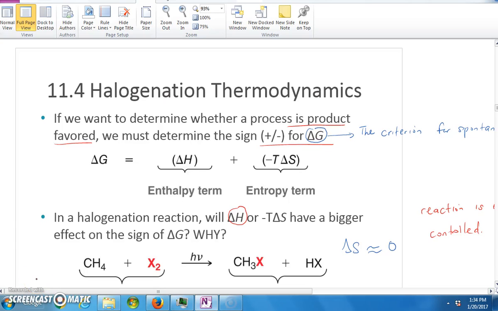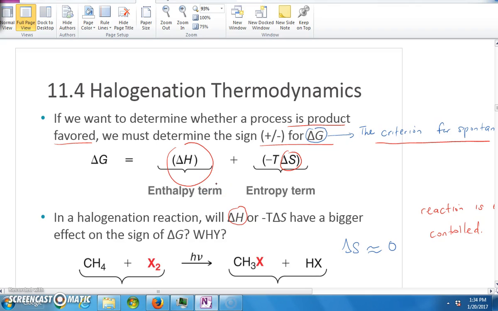One of the most important free radical reactions is a halogenation reaction. And typically halogenation reactions are best for chlorine and bromine, meaning a chlorination and a bromination is more widely used. And the reason being the criteria for spontaneity, which we know to be delta G. And we know that delta G is controlled by the enthalpy term as well as the entropy term.